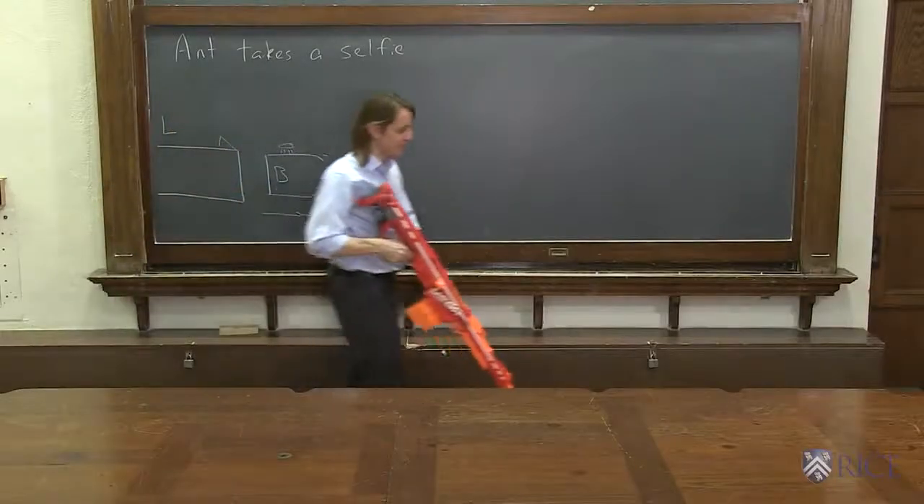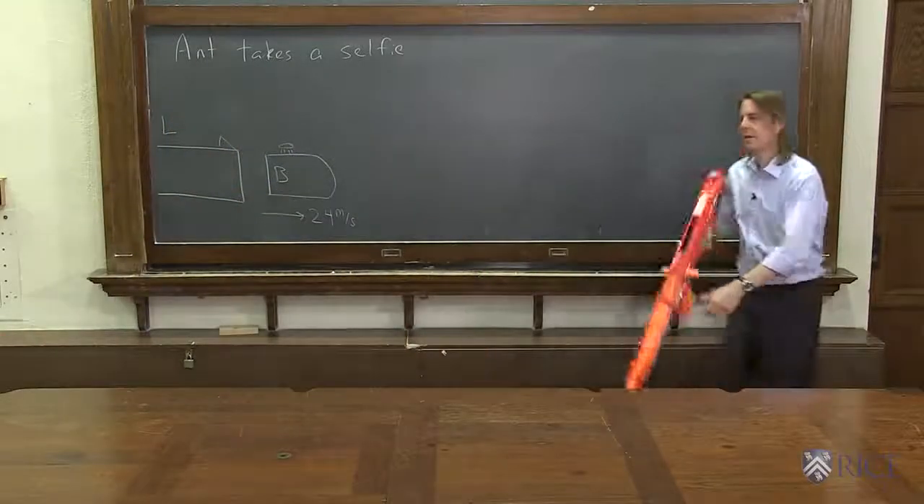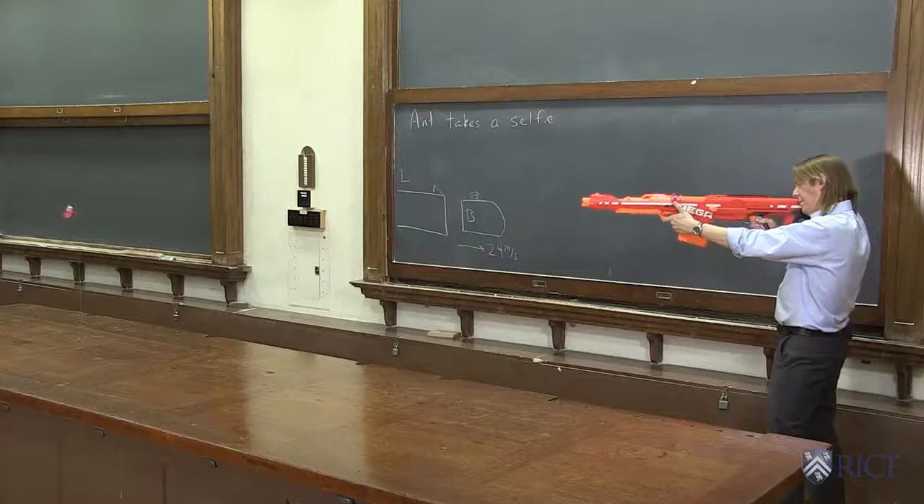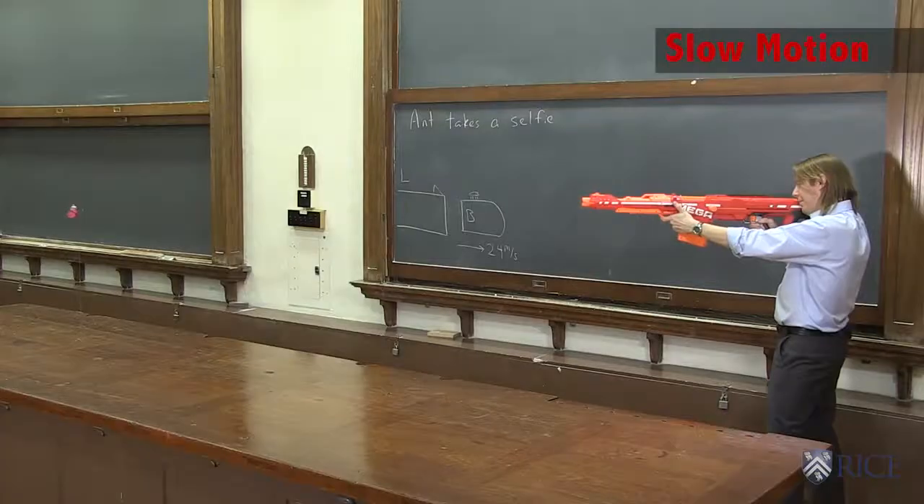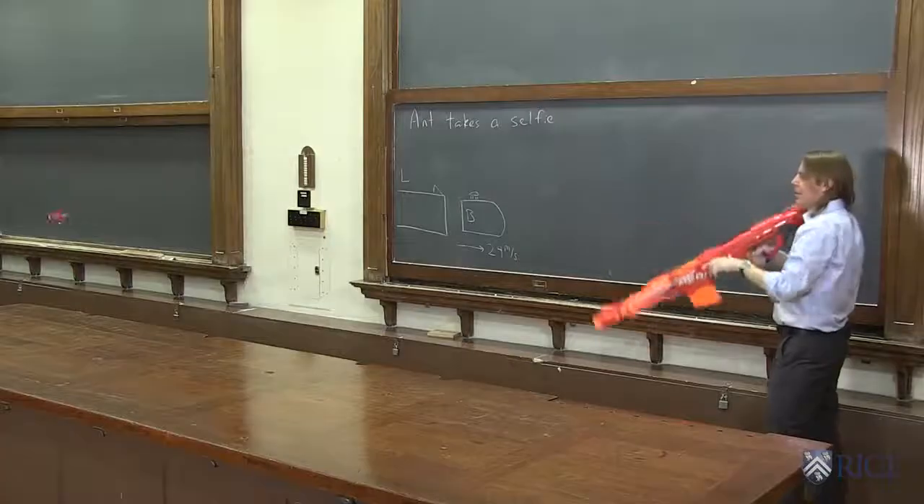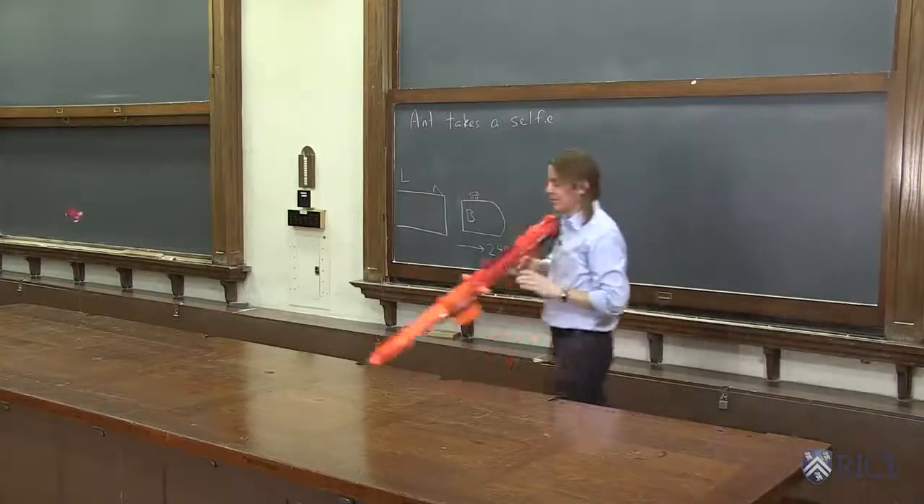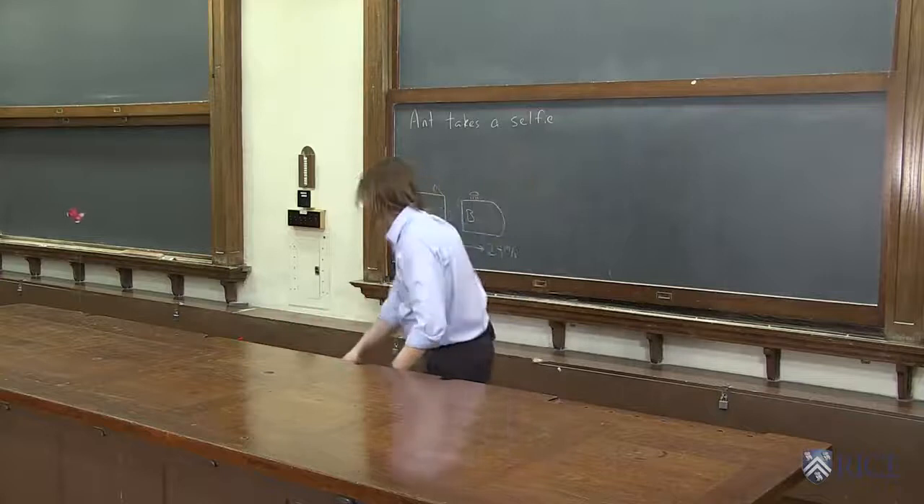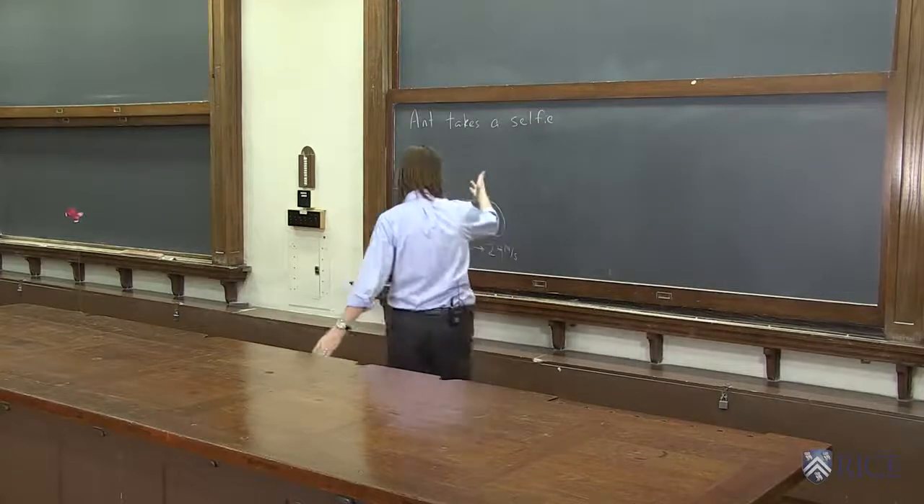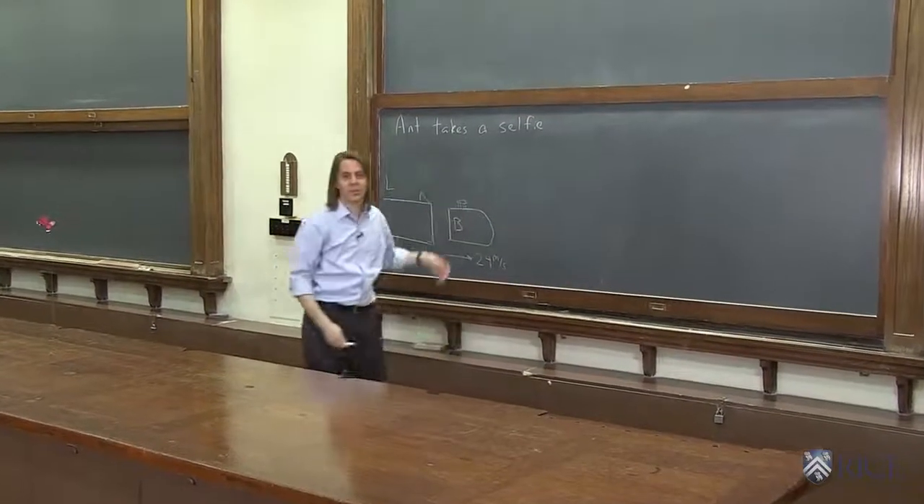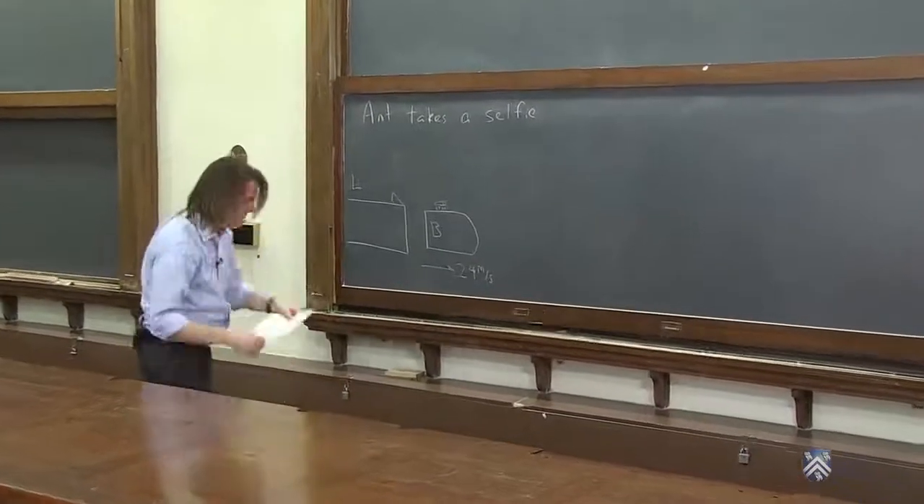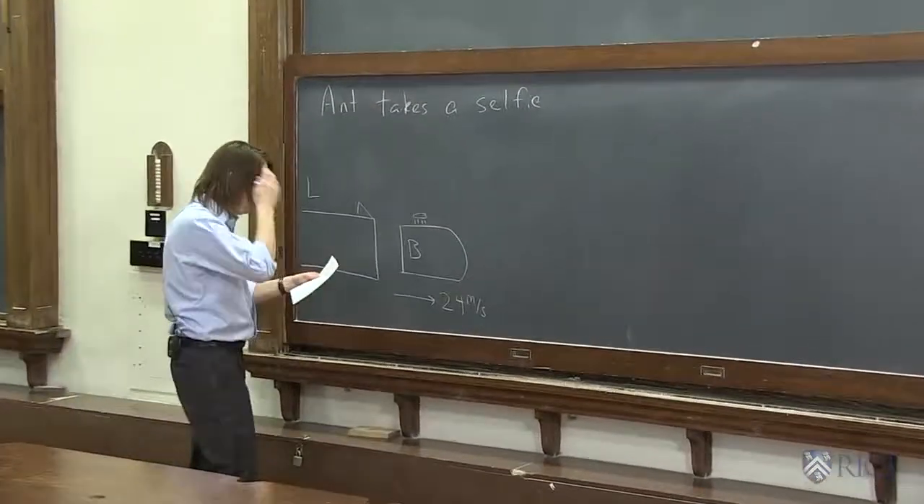Let's take a few more shots at this butterfly. As you can see, Vera is quite accurate. And the reason is the ant was distracted as it was taking a selfie. Classic problem. Can't rely on your friends all the time.